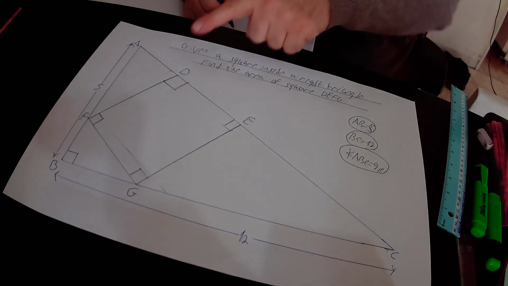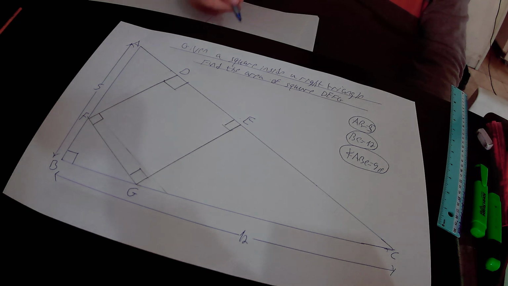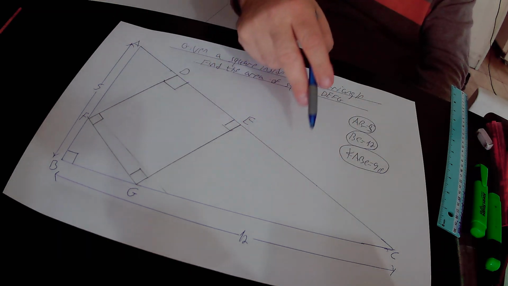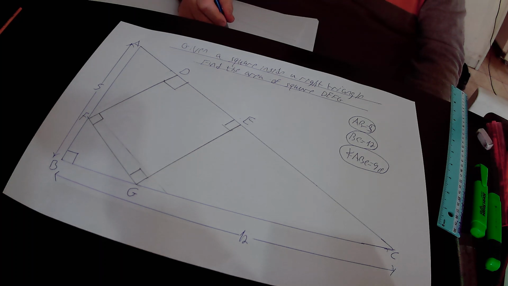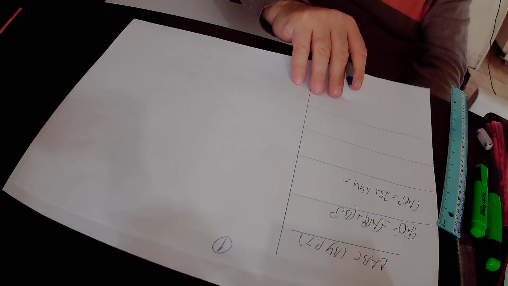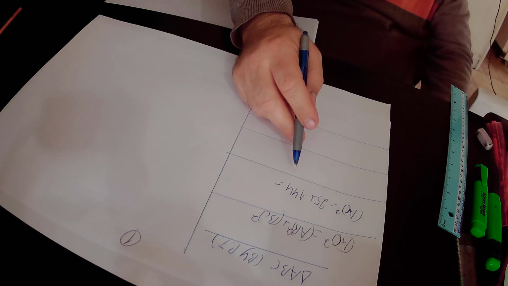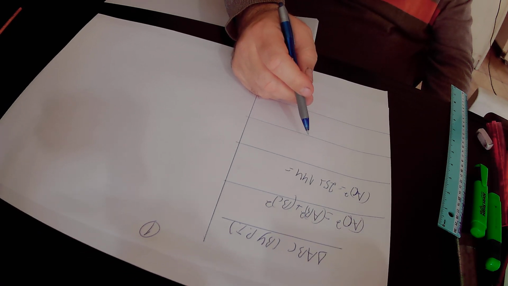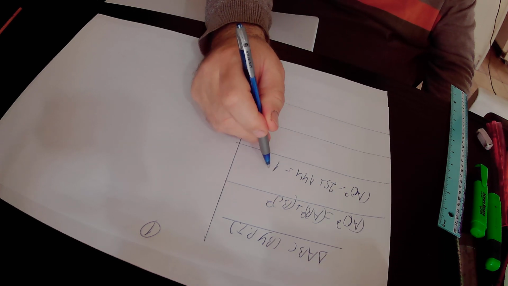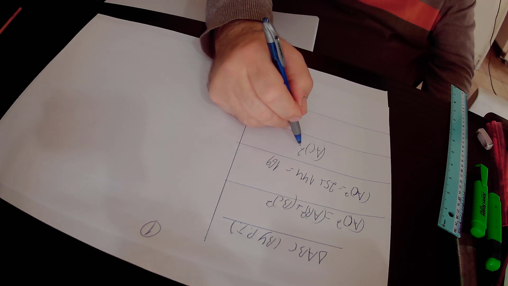equals AB squared. AB equals 5, therefore AB squared equals 5 squared, that is 25, plus BC squared. BC equals 12, therefore BC squared equals 12 squared, that is 144. In conclusion, we found that AC squared equals 25 plus 144. 25 plus 144 is 169. So AC squared equals 169.